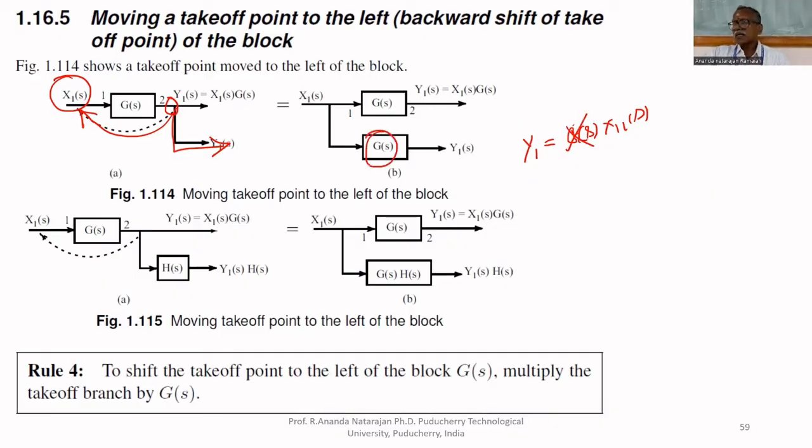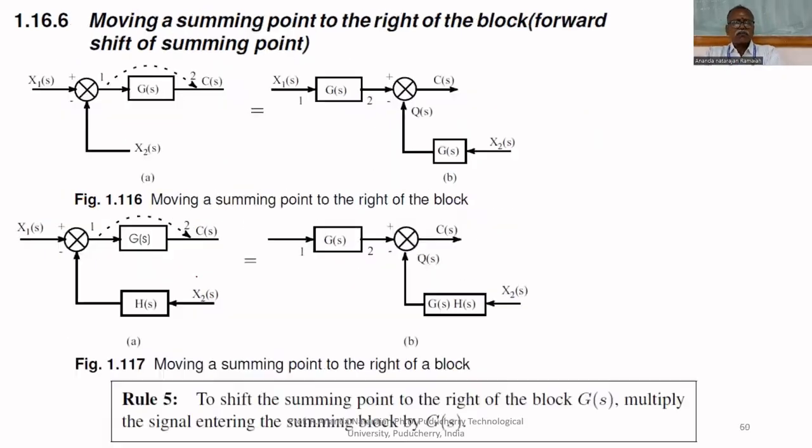Very simple arithmetic, but these are all we should remember. Then only we can reduce the block diagram. So it should be multiplied by G of S. Then only both will be equal. X1 and Y1 will be equal if you do like this. Suppose this takeaway point is already multiplied by H of S, then you have to multiply H of S and G of S. That's all. Then you can shift this point from here to here. That is rule number 4. To shift the takeoff point to the left of the block, multiply the takeoff branch by G of S. This is rule number 4.